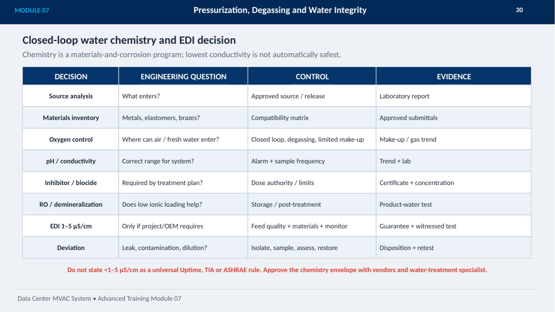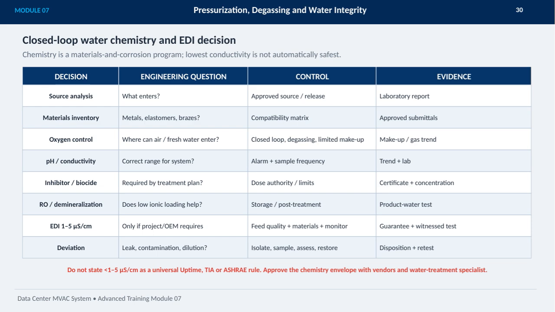Next, controlling oxygen is critical. Identifying where air or fresh water might enter allows us to maintain a closed loop with degassing and limited makeup water. We monitor trends in makeup and gas content, along with pH and conductivity, to keep the system within the correct range. Alarms, sampling frequency, and both trend data plus laboratory analysis enable ongoing control.